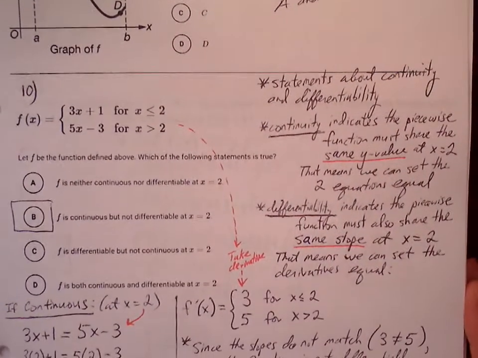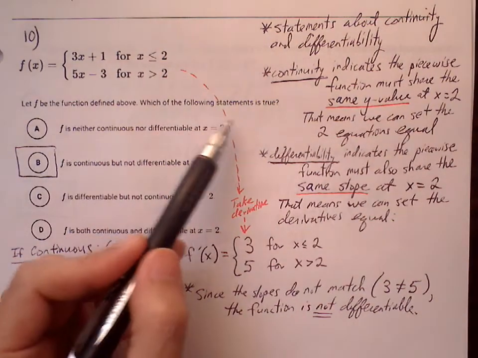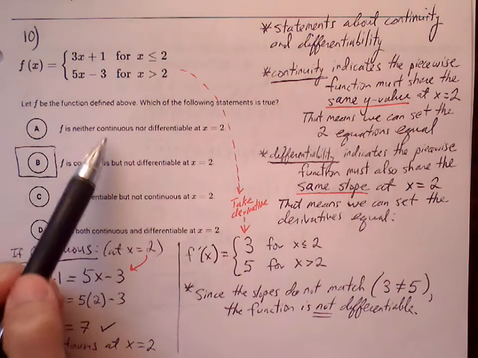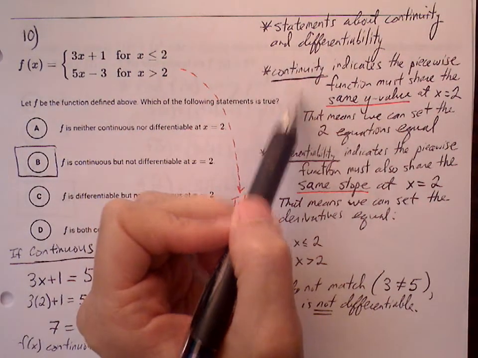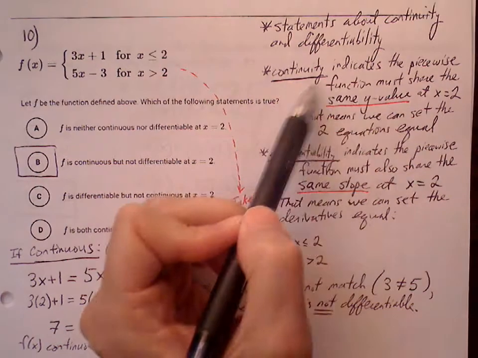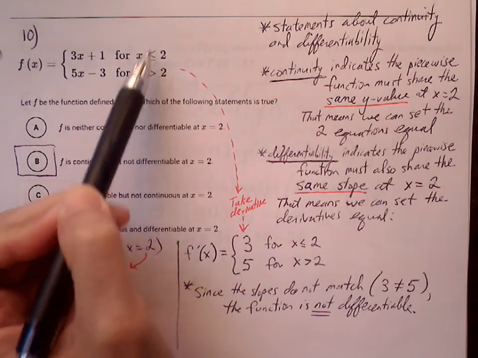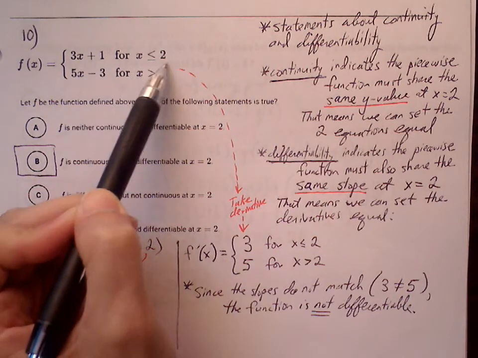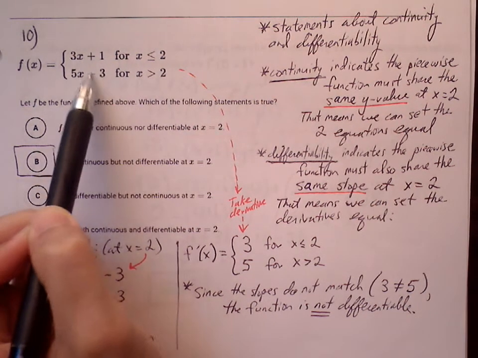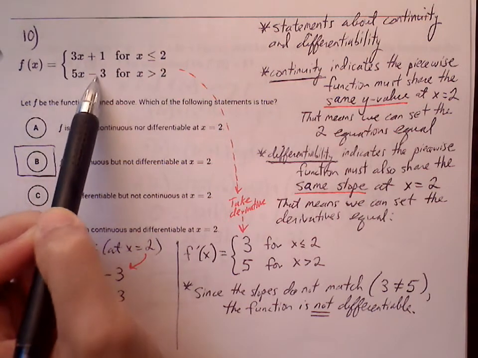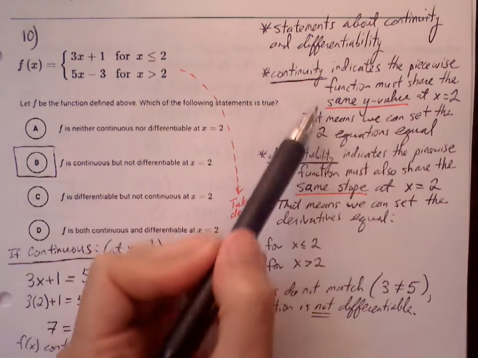Okay, number 10. We have a piecewise function. Let the function be defined. Which of the following statements is true? All these statements are about continuity and differentiability, so let me review a couple of things about it. Continuity means that the piecewise functions must connect, right? And if they must connect, that means at 2, these graphs must be in agreement with the same y value. So if I plug 2 in here and 2 in here, they have to give me the same y values. If they don't, then obviously these two graphs are going to be disconnected.